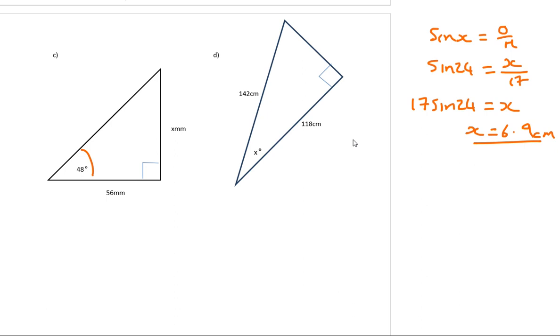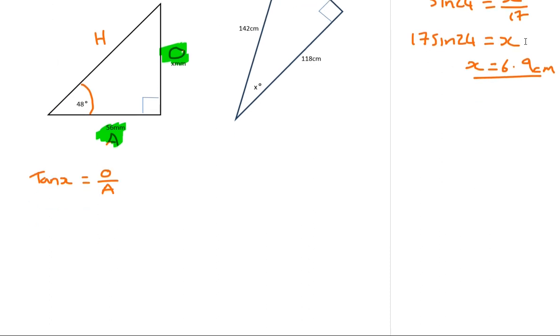So I know this angle here. I need to label up a triangle. That's the angle I'm working with, so that's opposite the angle, that's adjacent to the angle, and that's the hypotenuse. So I'm trying to find an opposite, and I know the adjacent. So it's again going to be a tan, isn't it? So tan of x is equal to O over A, opposite over adjacent. So tan of 48 is equal to the opposite, which is x, divided by the adjacent of 56.